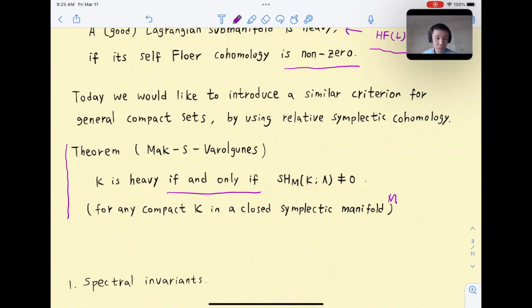Another good thing is that this works for any compact set K. So we don't require any regularity of this set. We don't need it to be a manifold or Lagrangian and so on. So that's the statement.